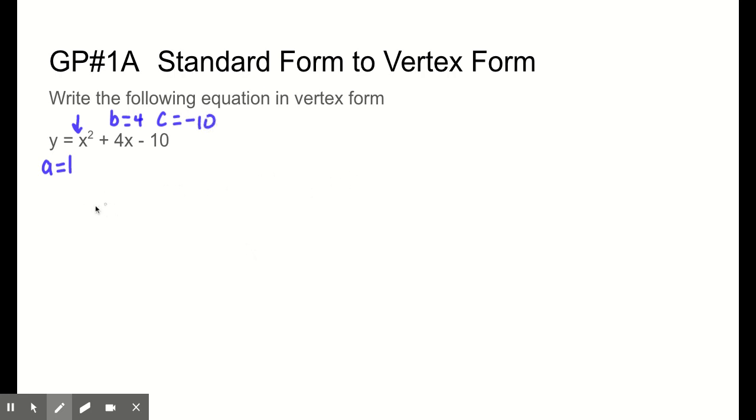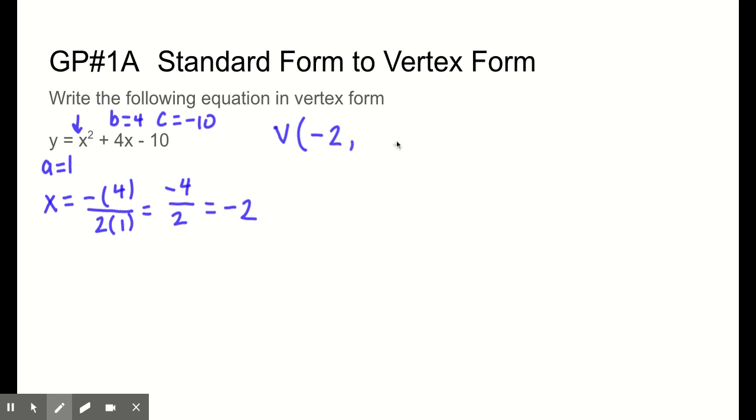So to find the vertex, we're going to use x equals negative b over 2 times a. So that's going to be negative 4 divided by 2 times 1. So we simplify that. Negative 4 divided by 2 times 1 gives us negative 4 divided by 2, and that simplifies to a negative 2. So for the vertex, our x value is negative 2. But we also have to find that y value.